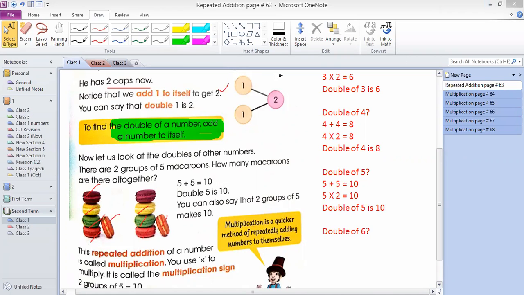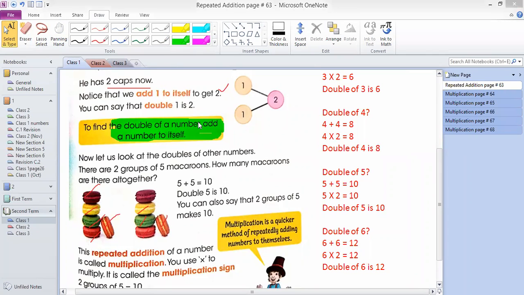So I'm going to take one of the students. This is Abdurrahman Muhammad Hamdi. Yes, sir. Yes, Abdurrahman. Can you tell me the double of 6? 12, because 6 plus 6 makes 12. 6 multiply 2 makes 12. That's very good. 6 multiply 2 is also equal to 12. So double of 6 is 12, right? Yes, sir. That's very good. Thank you, sir.